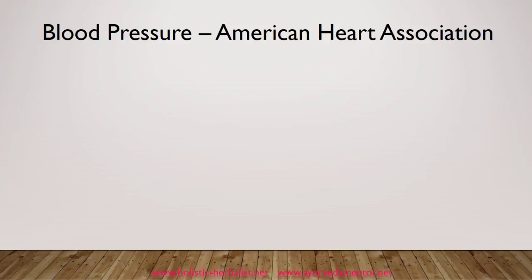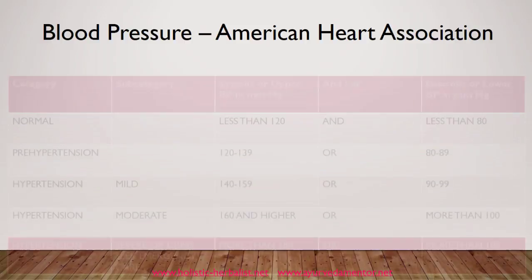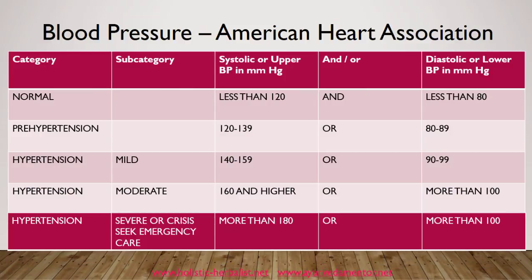American Heart Association has revised its guidelines for high blood pressure and normal blood pressure. If your systolic or upper blood pressure is less than 120 and the lower one is less than 80, you have normal blood pressure. Then the next category is pre-hypertension, where the upper or systolic BP is in the range of 120 to 139 and diastolic is 80 to 89.